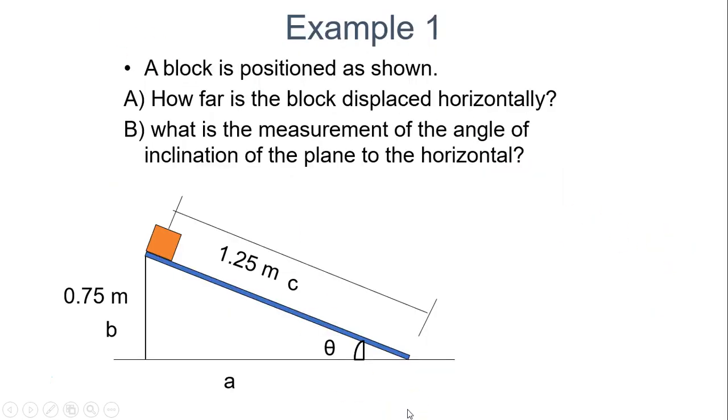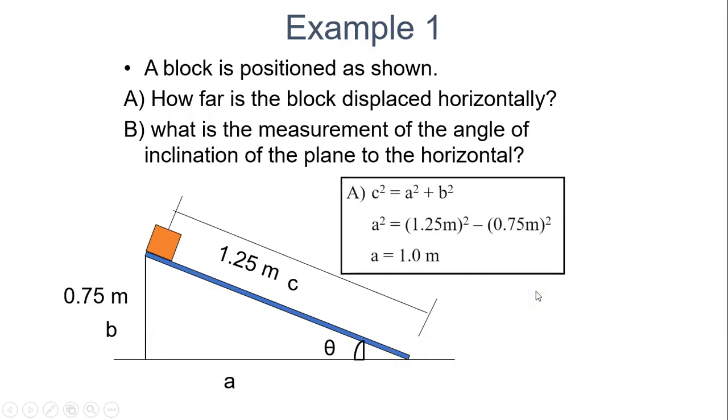Example 1. A block is positioned as shown. How far is the block displaced horizontally? What is the adjacent side? If we know the opposite, we know the hypotenuse. In order to find adjacent, we can use the Pythagorean theorem.